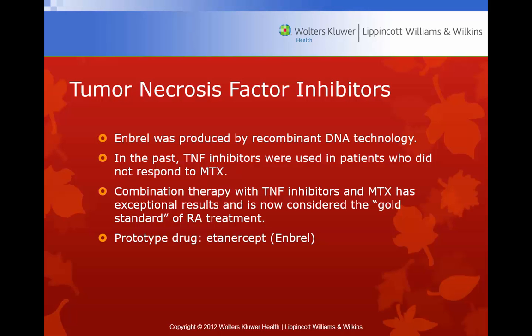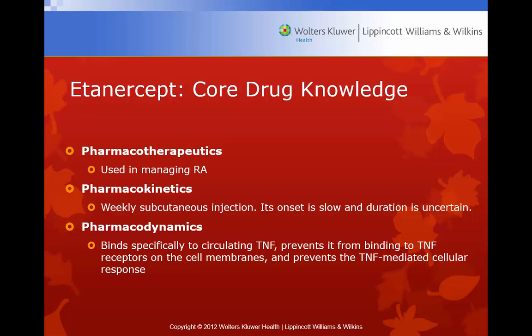Prototype drug here, etanercept is the prototype drug, also known as Enbrel. Enbrel with an N, not an M. All right. Pharmacotherapeutics: it is used in managing RA, and it also can be used in psoriatic arthritis, ankylosing spondylitis, and moderate to severe active plaque psoriasis. Those are listed in your book, but primarily the way that we're learning it is its use in managing RA.